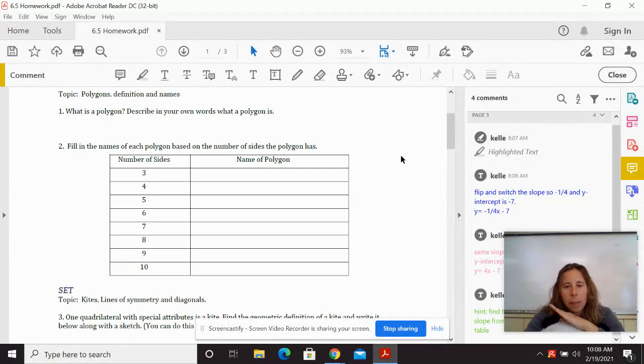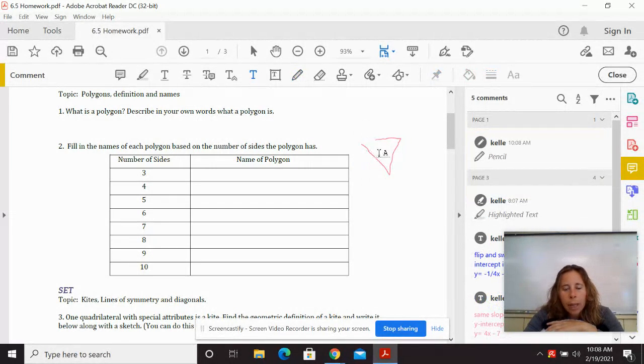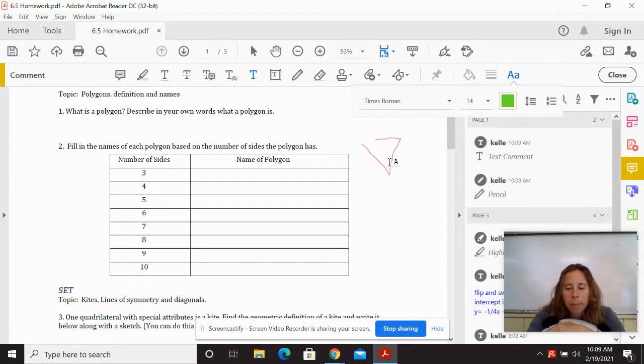And then it has to be closed. So I'll sketch something real quick. If I have something, pretend it's straight, like that, like that, like that. There, we'll leave it there. See, there's a gap. It's not a closed shape. It has a hole in it. Okay, not a polygon. All right.